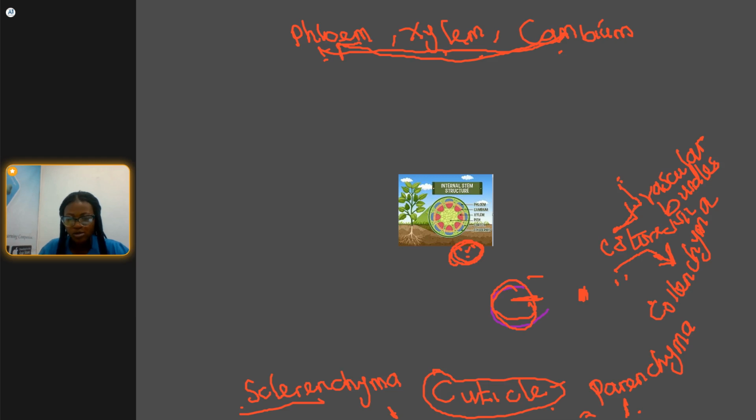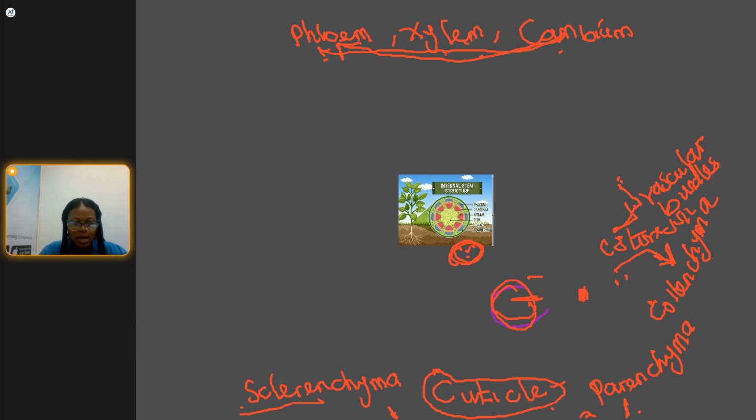So I hope we all understand. If you have a question, please type your question using the chat box so we can go through it after the class. Then we move to what we call the internal structure of a leaf. We have talked about the roots, we have talked about the stem, and now we are moving on to the leaf.